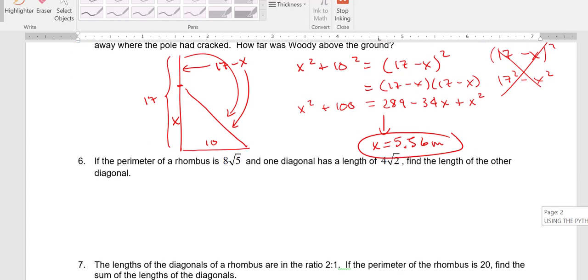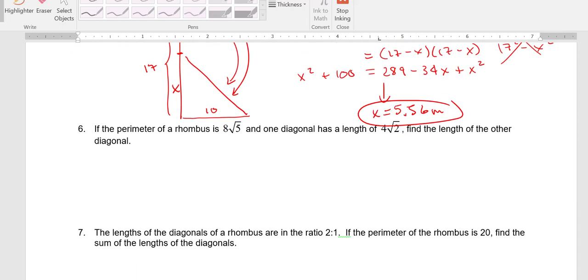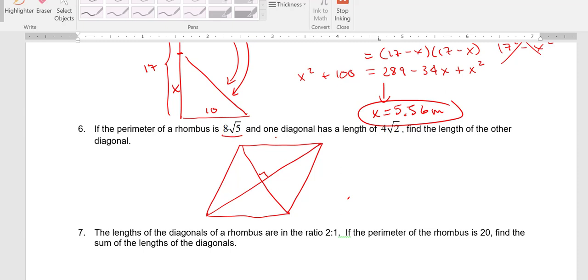Okay, let's do one more here. You have a rhombus, and the perimeter of the rhombus is 8√5. So let's, we've got a lot of rhombuses or rhombi problems because of the fact that when you draw the diagonals you end up with right angles. The rhombus's perimeter is 8√5, so each of these is going to be 2√5, and one diagonal has a length of 4√2. So let's say that this shorter one has a diagonal of 4√2, which means that it's going to be half of that, or 2√2.